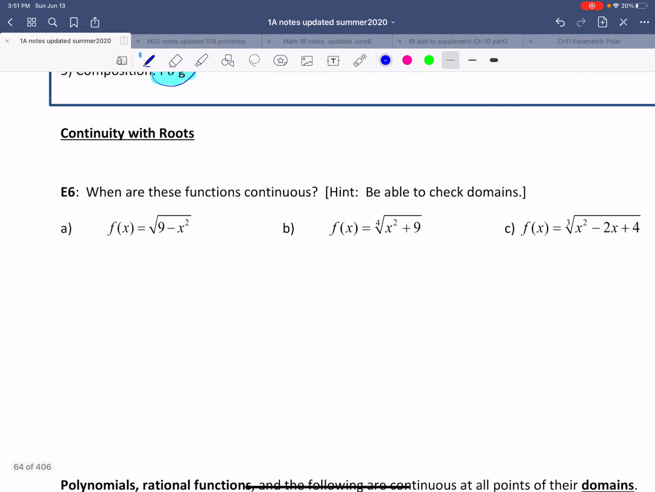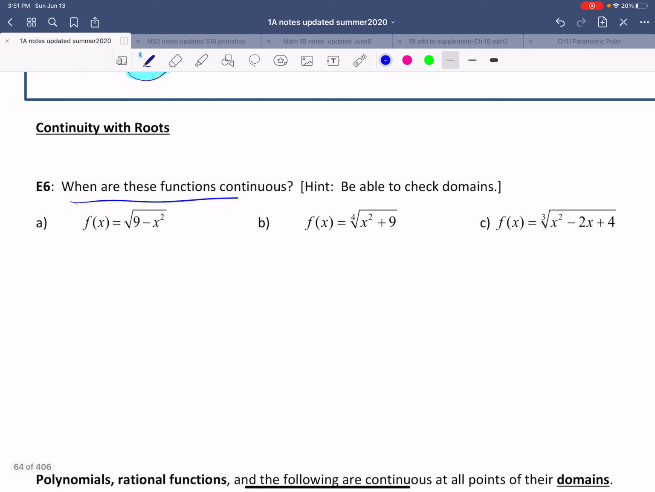Continuity with the roots. So here we're going to talk about continuity with the roots. When are these functions continuous? Earlier we talked about that when you're talking about continuity, you should not have a negative number inside the even root. Other than that, everything is okay in the even root. If your even root or odd root is sitting in the denominator, you also don't want it to equal 0.